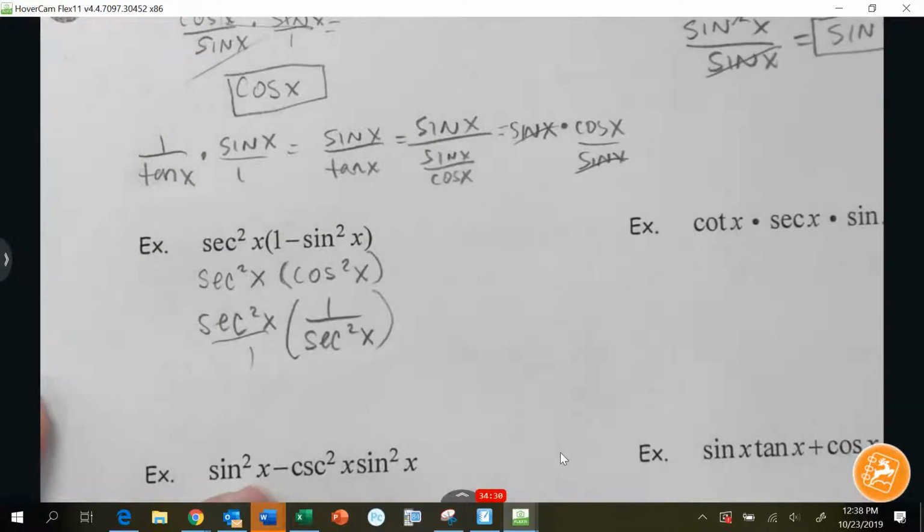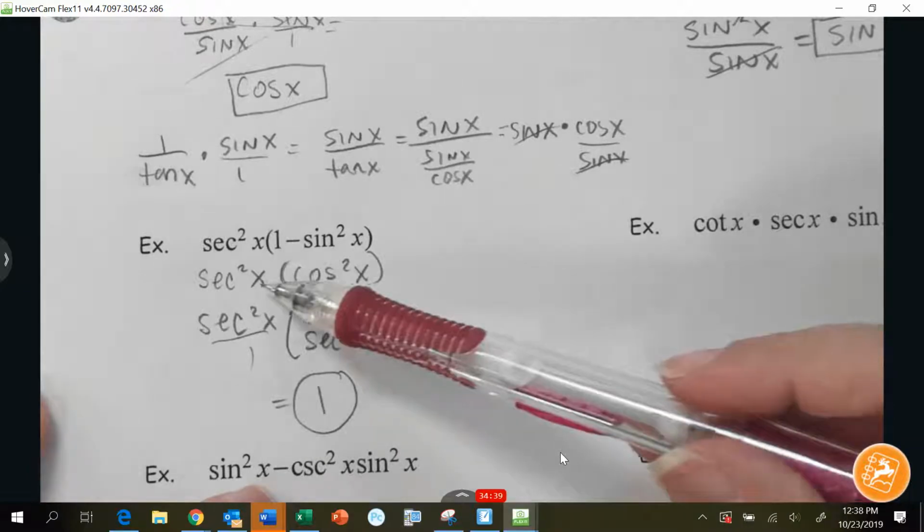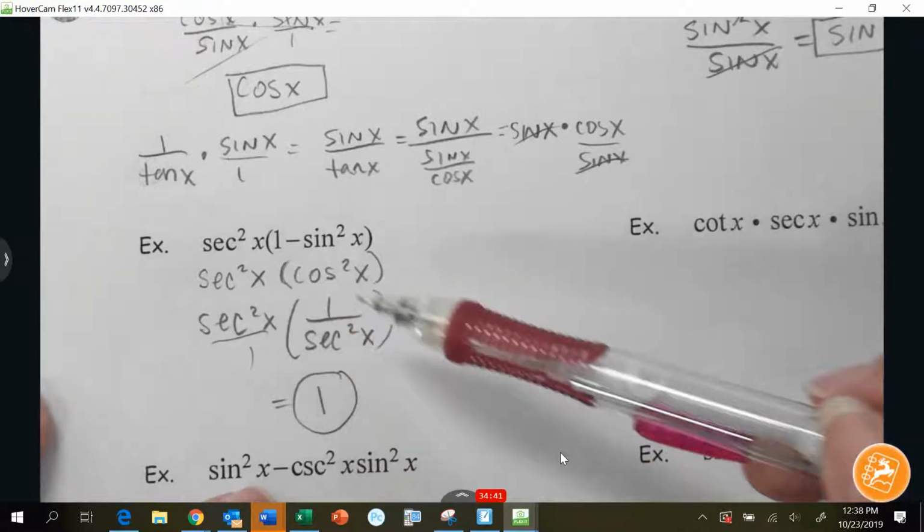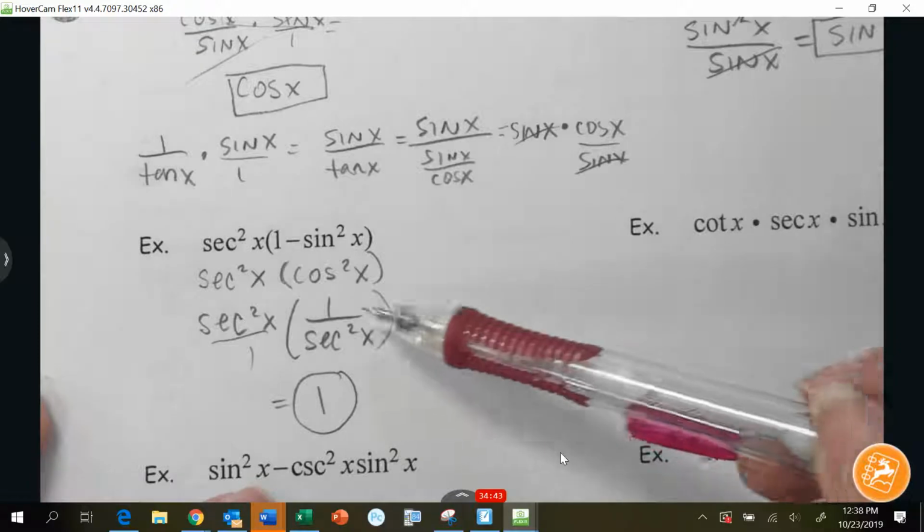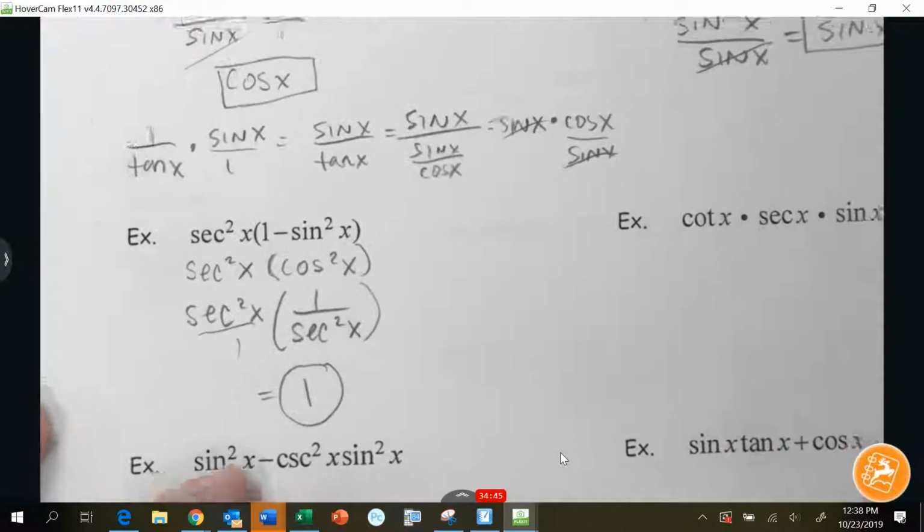Cooper? 1. Were you guys thinking make 1 over secant, or did you think something different? Amelia? I was just thinking of 1 over cosine. Right, that's totally what I thought he'd say, and then he surprised me when he said that, but both work. Totally fine.